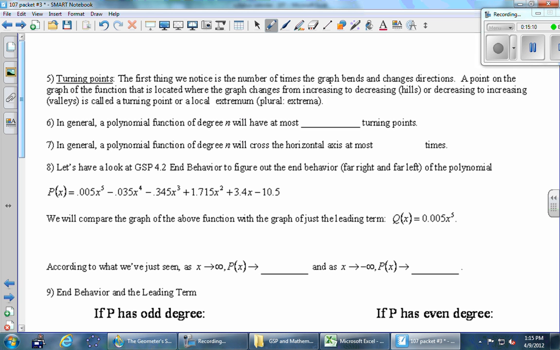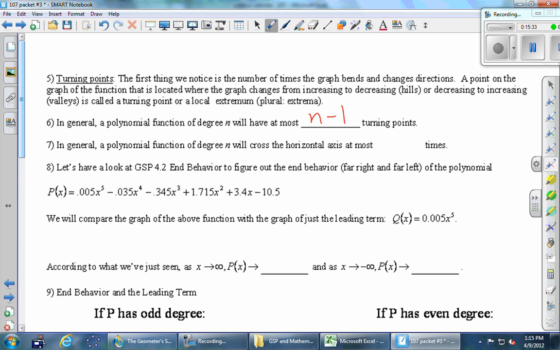Okay, number 6, Megan. Okay, so what did we decide? Yeah, it's n minus 1. This was what Michael had observed, was that whatever the degree, it sure looked like there was one less turning point, one fewer turning point.